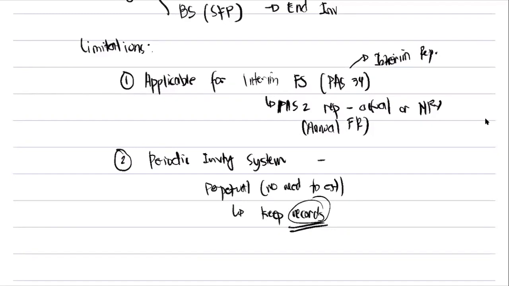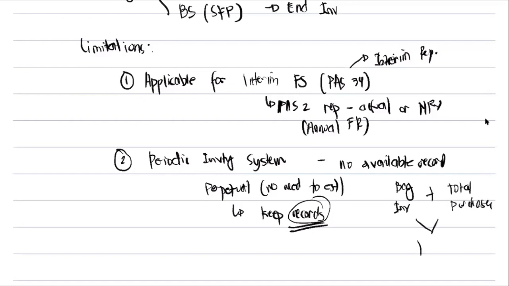While for the periodic inventory system, there is no available record. Why? What we have here is only the beginning inventory and the total purchases. So this will give us our total cost of goods available for sale. So we do not really know how much our ending inventory is and how much our cost of goods sold is. That's why inventory estimation is applicable to it. Okay, so it is only applicable to your periodic inventory system. We split the total cost of goods available for sale into ending inventory and cost of goods sold.